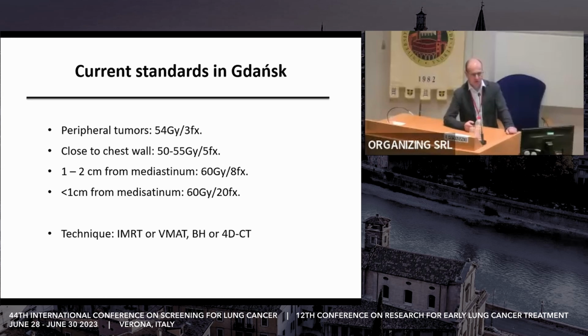Still, for those tumors that are called ultracentral tumors, located less than 10 millimeters from mediastinum, we use 60 grays in 20 fractions, which is hypofractionated, more classical radiation therapy, due to still some doubts about the safety of this technology. The current technologies are IMRT or VMAT with breath holding, or 4D CT planning technology, depending if the patients can hold the breath accordingly.